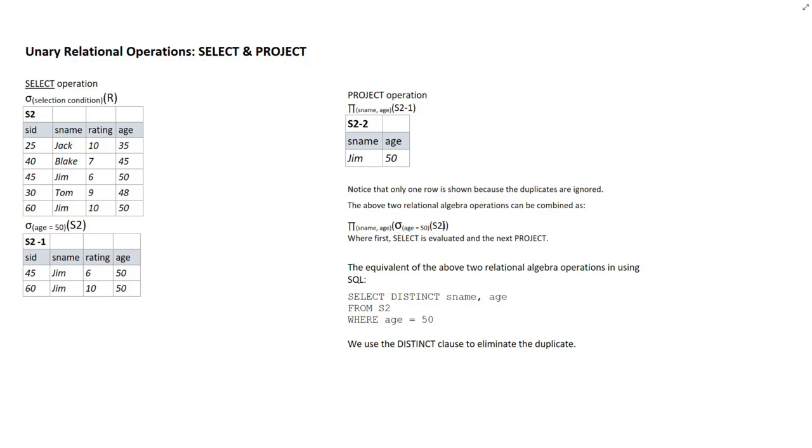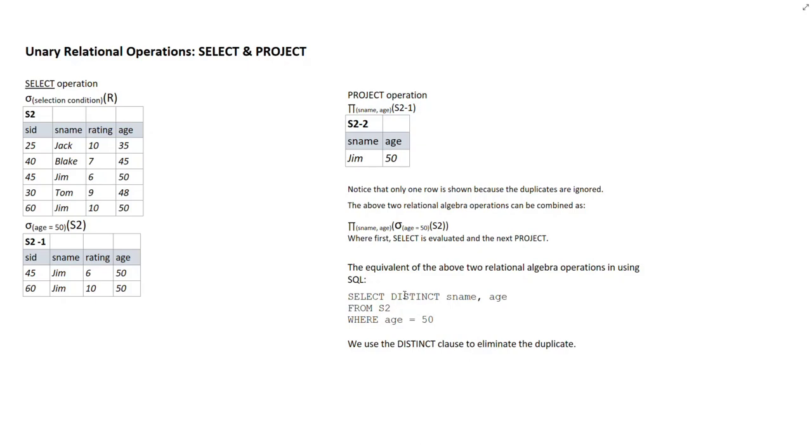The inner query within the parentheses is going to be evaluated first, and then the result will be a relation, and then the outer query, in this case project, is going to go against that relation and then create another relation. All right, if we were to write this statement in plain query or SQL language that we are accustomed to, it would be select distinct sname, age from S2 where age is equal to 50.